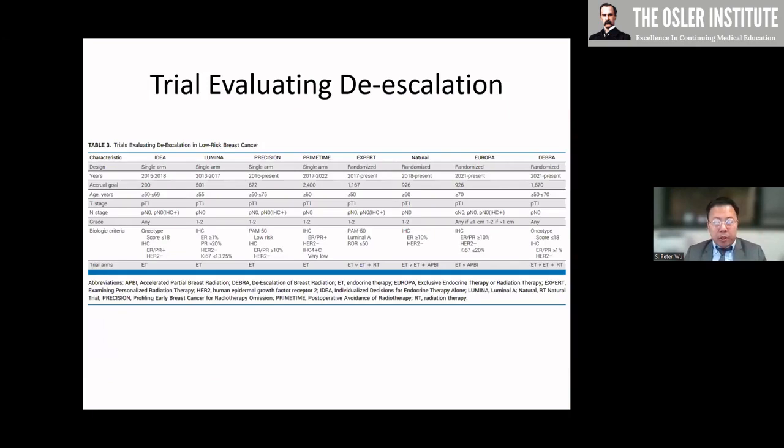There are numerous trials. To follow up on the IDEA trial, there's the DEBRA trial, one of numerous trials being run right now. The DEBRA trial is a randomized trial rather than a single arm trial that seeks to reduce or omit radiation in patients with an Oncotype score less than 18. And there are many other ones. I'd encourage you to look into them on your own. And we'll move on. Some of them incorporate APBI rather than whole breast radiation too.